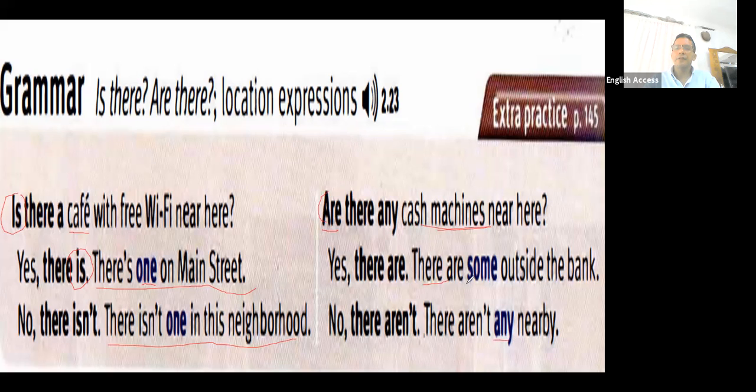Some and any are replacing cash machines. We saw this, I don't remember in what unit, but we saw some and any. We said that some is used for affirmative sentences.